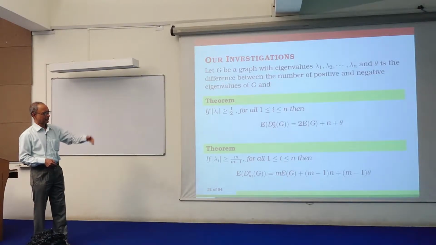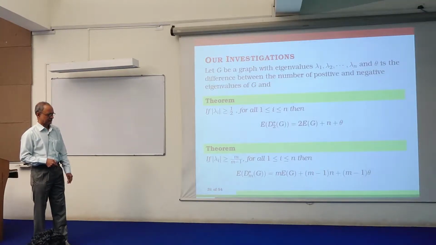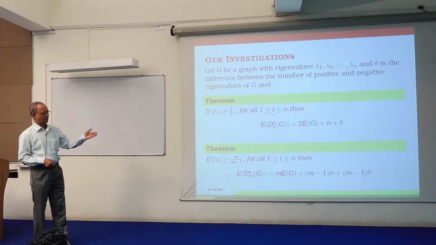Then naturally the previous one will be the corollary of the second result, that is, m times the energy of the given graph G plus (m minus 1) times n, the number of vertices, plus (m minus 1) times theta.